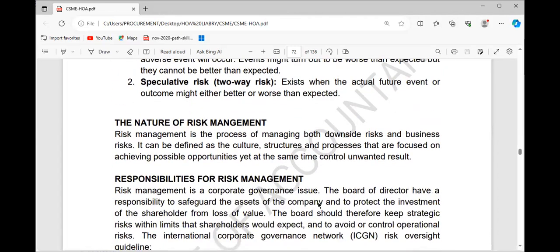So I'm just trying to introduce you to risk. Risk is actually divided into two chapters. The first one is risk management, which we are talking about now. Then we move on to risk control. And from there we'll be fine when we are done. So let's continue to move on. Now, the nature of risk management is the process of managing both downside risk and business risk.